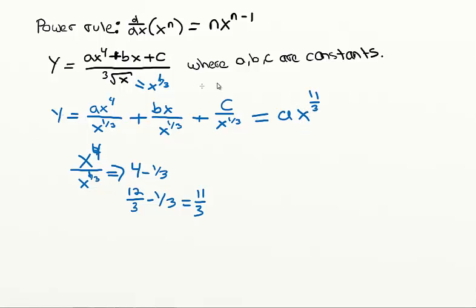Alright, and a, b, and c are just constants, so they're any number. A could be like 2 or 5 or something like that. You just got to think of it as a coefficient, okay, just a number.